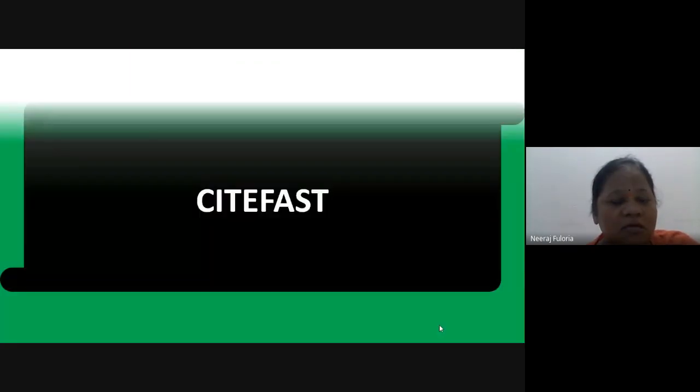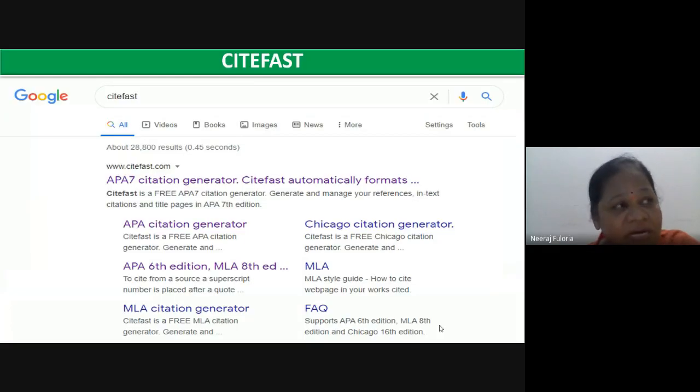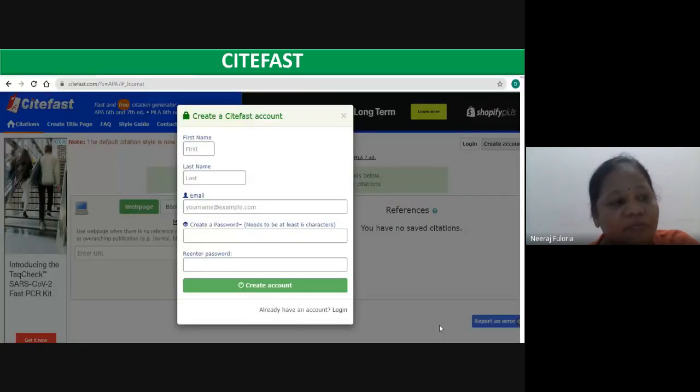Okay, so we already saw the different kinds of tools. The first tool I am discussing here is SiteFast. This is an online tool. Those of you who are not able to get the other tools, or who may not be very aware of software handling, can use this site, which is very helpful for generating references. You can type in Google www.sitefast.com and go to the link.